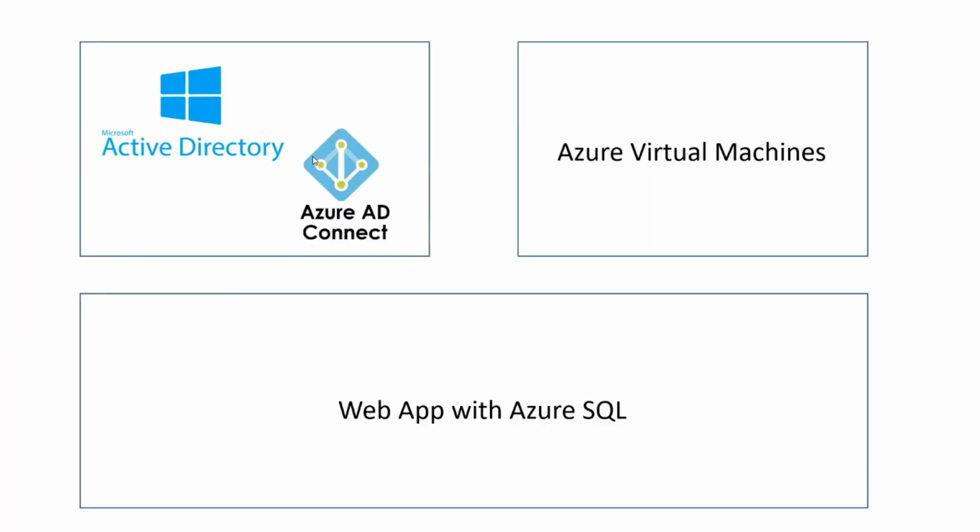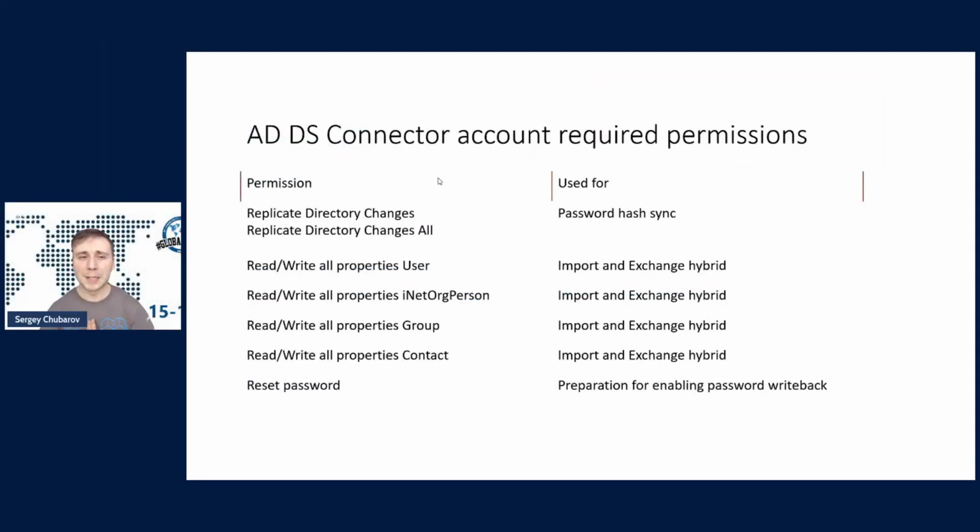But let me jump back to the slide and show you one interesting idea. When we add more configurations, that account will have more permissions. And one of the very important, very recommended options is called password hash sync. So when you configure your AD Connect, it's very recommended by Microsoft and by me as well, but by almost anyone, to enable what's called password hash sync. In this case, the hashes of your passwords will be synchronized to the cloud as well.